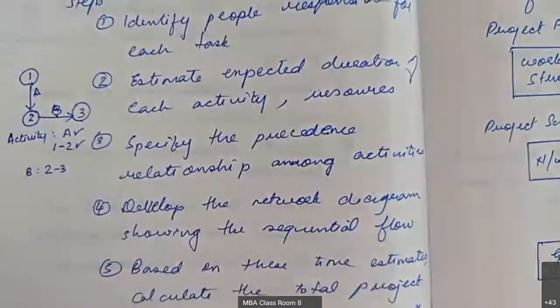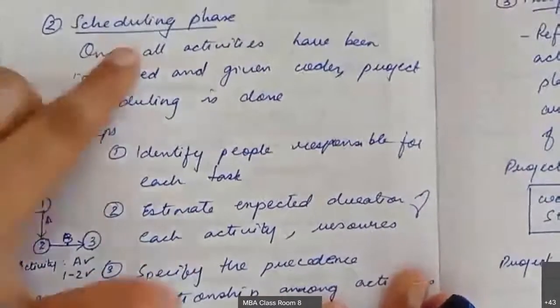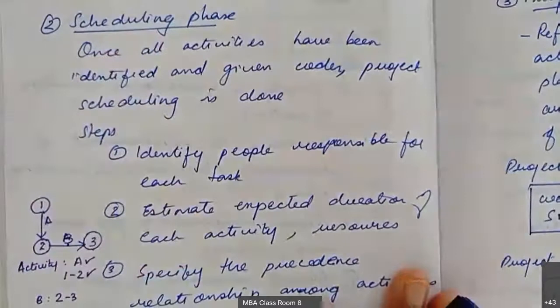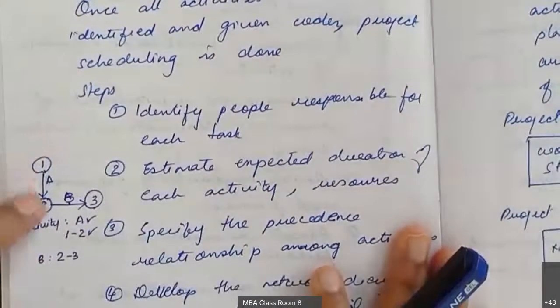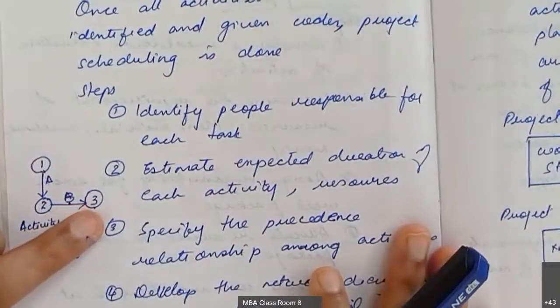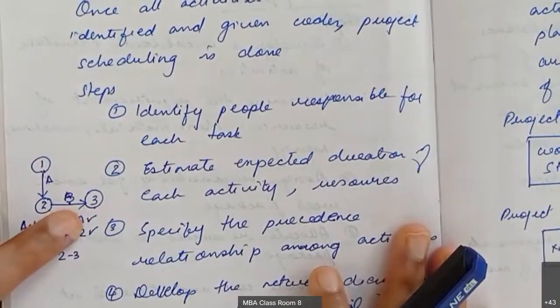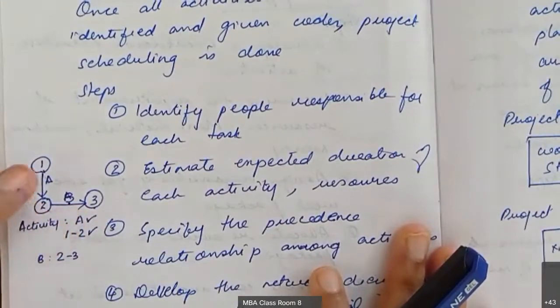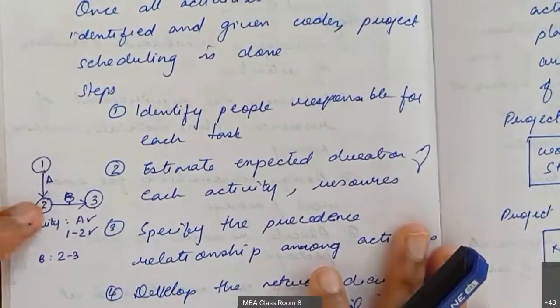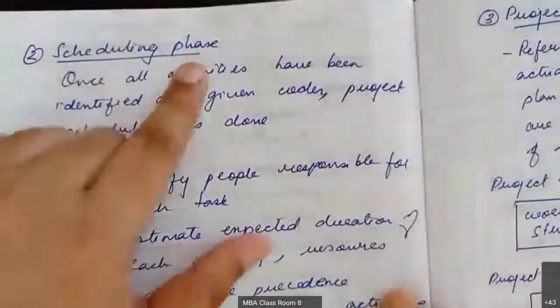Once again, the scheduling phase is the second phase of our project management. In that, we are drawing the network diagram using the precedence relationship. Precedence relationship means if you have an activity B, then what is the precedence activity that comes before B? That is A. Such details will be given in the second phase, the scheduling phase.